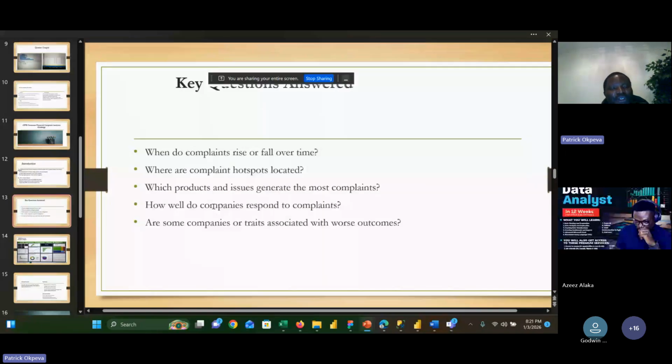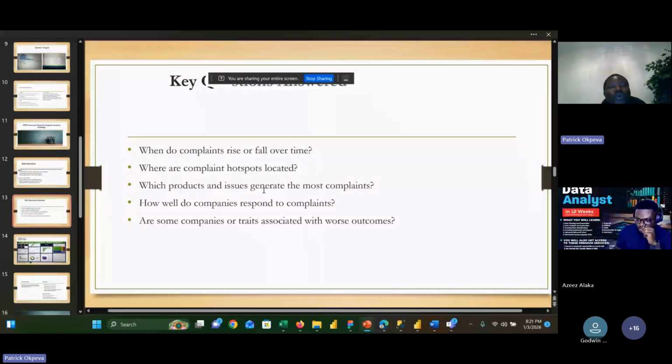In this section, the questions are: when do complaints rise or fall over time? Where are complaint hotspots located? Which products and issues generate the most complaints? How well do companies respond to these complaints? Are some companies or traits associated with worse outcomes? And this takes us to the Power BI dashboard that provides answers to these questions.